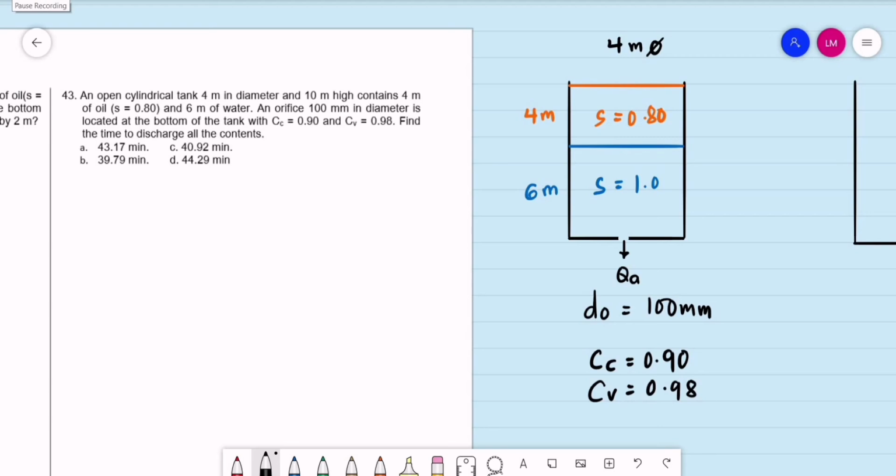So, we proceed sa problem number 43. An open cylindrical tank 4 meters in diameter and 10 meters high contains 4 meters of oil, specific gravity 0.8, and 6 meters of water. An orifice 100 millimeters in diameter is located at the bottom of the tank with C sub C equal to 0.90, C sub V 0.98. Find the time to discharge all the contents.